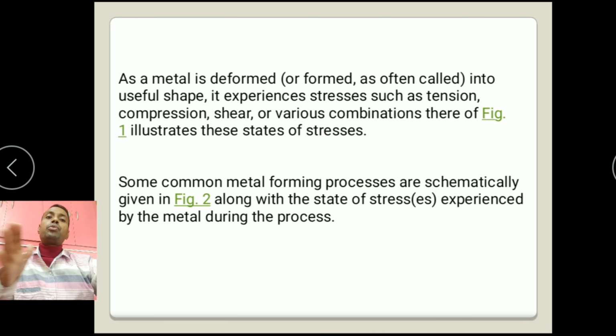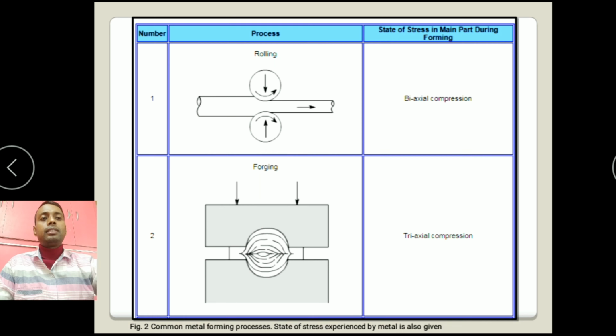As a metal is deformed, that is formed into a useful shape, it experiences stresses such as tension, compression, shear, and various combinations of them. Figure 1 actually illustrates the states of stress. But now some common metal forming processes are schematically given with the help of some pictures, along with the state of stresses experienced by the metal during this process.